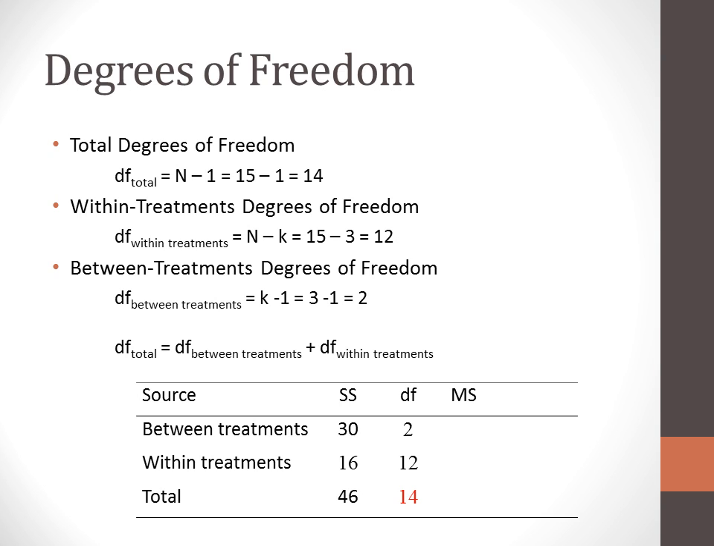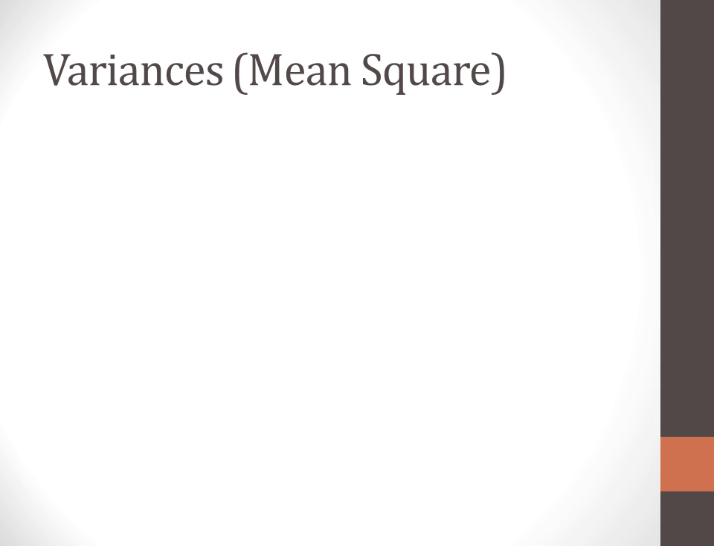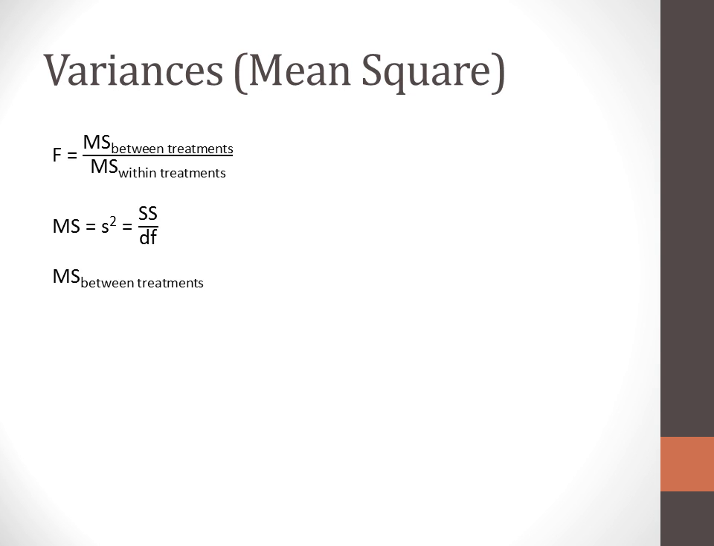Now that we've completed all these formulas, on to the next step, and that is calculating the variance or the mean squared and the final F ratio. The F ratio is simply the mean squared between treatments over the mean squared within treatments. The value for the mean squared, which is just another name for variance, is simply the sums of squares over the degrees of freedom, which should be pretty familiar because we have calculated the variance many times in this course.